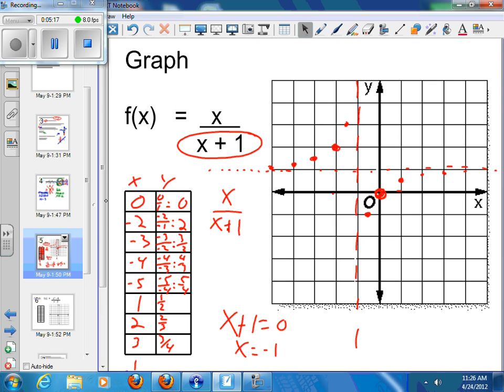So if we sketch this graph in, you're going to see we're getting ever closer here, and we're going to get ever closer there. And same thing coming positive. Ever closer there. And you can keep testing points, more and more points, until you are satisfied that that is in fact what your graph's going to look like.